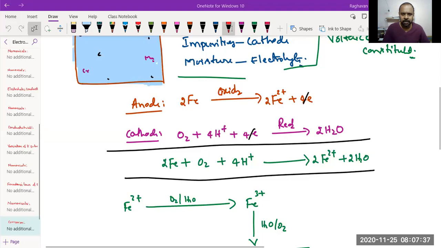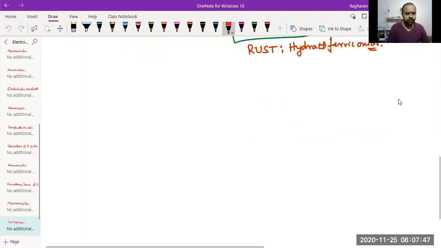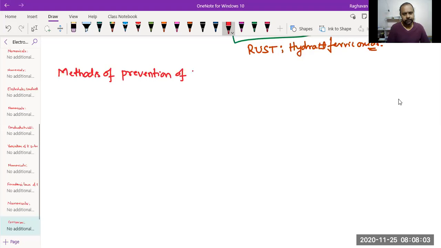So let us see which are all the methods we can adopt to prevent rusting. So we'll see now. Methods of prevention of rusting.